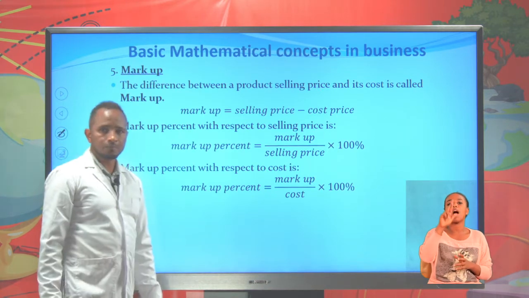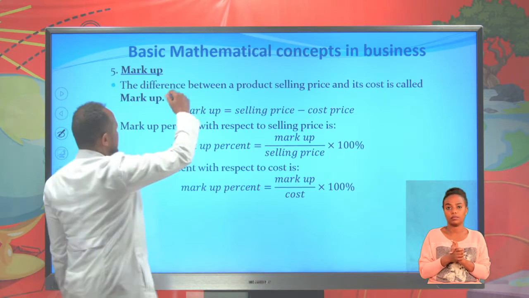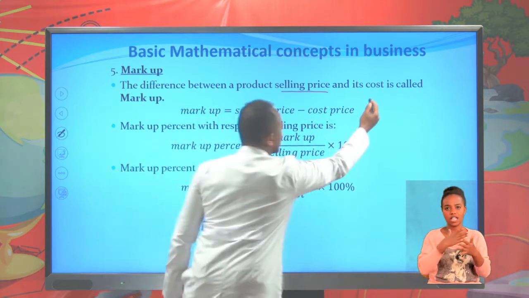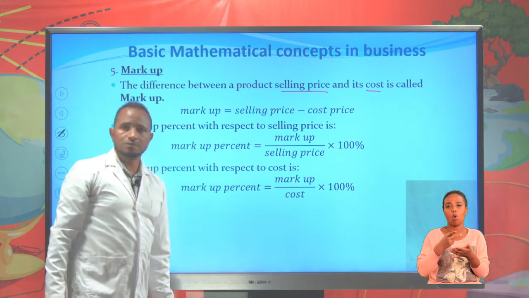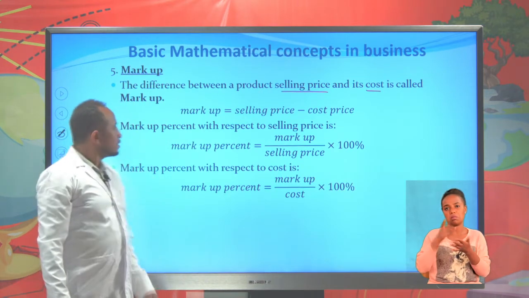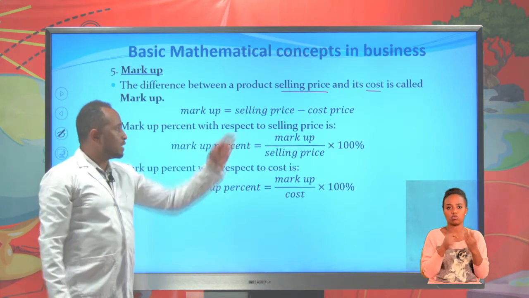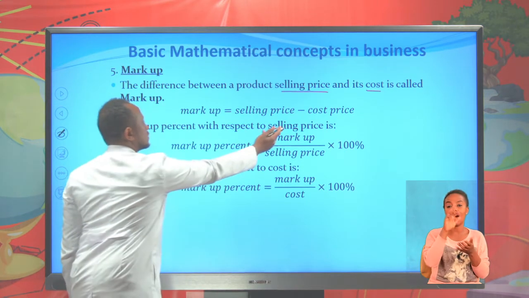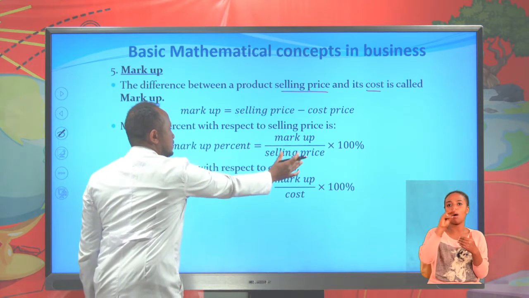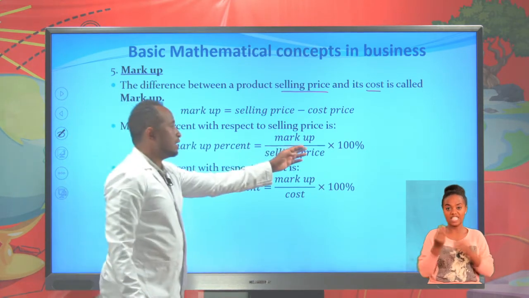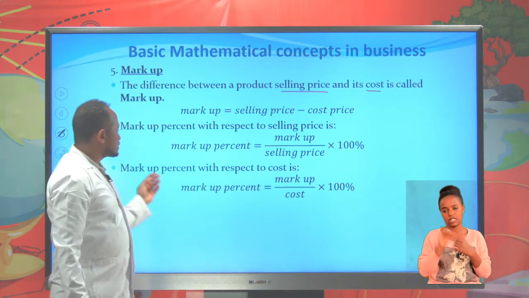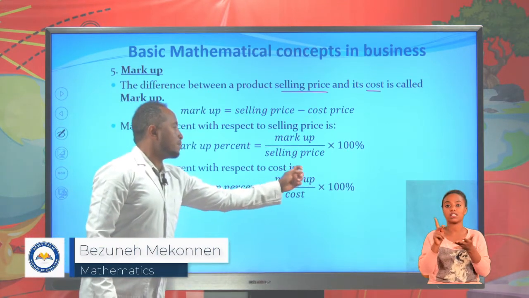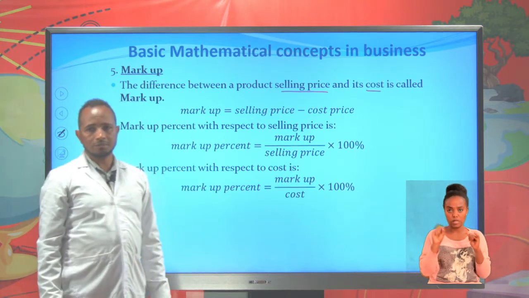Okay, now let's see this one. Markup. Markup is the difference between a product's selling price and its cost price. The difference between selling price and cost price gives you markup. So we can calculate markup percent with respect to selling price and with respect to cost. If you are asked to calculate markup percent with respect to selling price, simply you divide the markup by the selling price and you multiply it by 100% to convert into percent. In addition to this, if you are asked to calculate markup percent with respect to cost, simply you divide the markup by the cost and you multiply it by 100%.